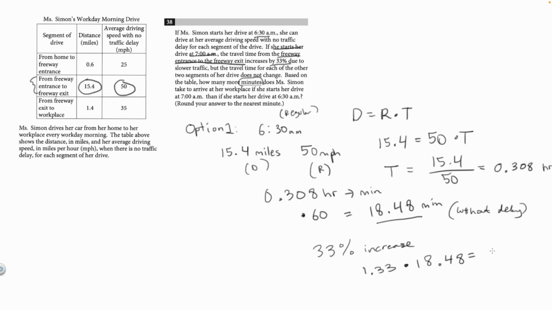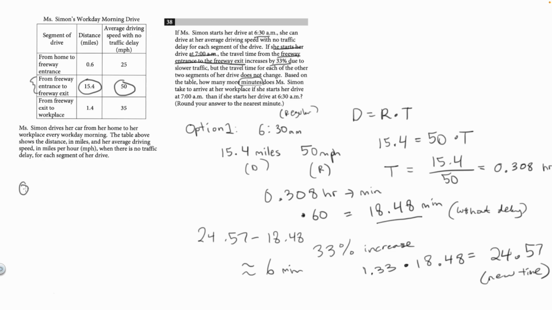If we calculate that, we get 24.57. Since this is the new time, we can subtract the previous time without the delay to find out how many more minutes it took. So 24.57 minus 18.48 is about 6. So it takes 6 more minutes for her when she starts at 7 a.m. than her regular time at 6:30.